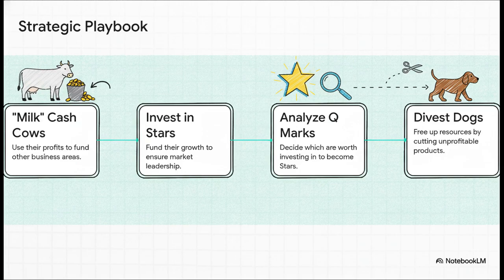Next, you take a hard look at your question marks and you place some smart, strategic bets on the ones you think have a real shot at becoming the next stars. And finally, you divest from your dogs. You stop the bleeding and free up resources and attention. It's this constant balancing act, and the companies that do it well are the ones that thrive.